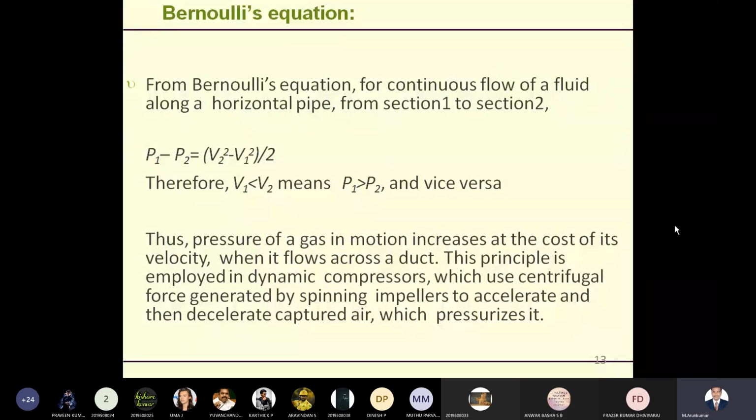Here we have the half mv² term, in which V is the velocity. So if pressure increases, definitely the velocity decreases. This principle is employed in dynamic compressors, which use centrifugal force generated by spinning impellers to accelerate and decelerate captured air, which pressurizes it. We have another type, dynamic compressors, which we will look at later. So compressors have these two working principles: one is the ideal gas law, and the other is Bernoulli's equation.